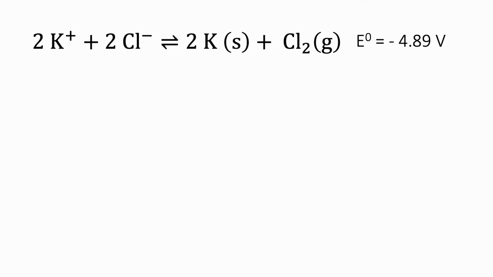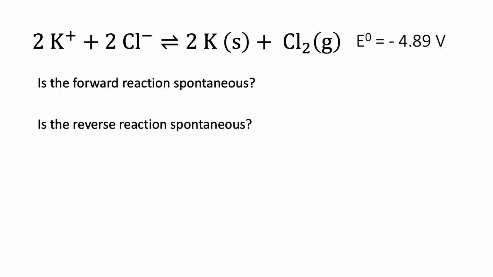So now let's think about another reaction, this one an electrochemical reaction. If you have potassium chloride, which splits into potassium plus ions and chloride ions, and you wanted that to turn into solid potassium metal and chlorine gas, first question we have to ask is the forward reaction spontaneous? Well, if you look at the cell potential, which is minus 4.89 volts, the answer is definitely not. How about the reverse reaction? Is that spontaneous? Well, sure. If the forward reaction is not spontaneous, then the reverse reaction would be spontaneous.